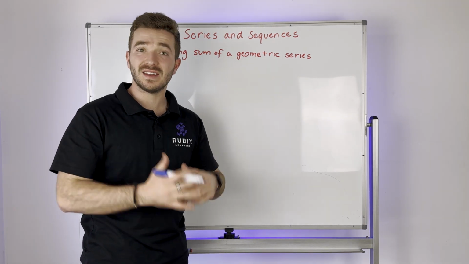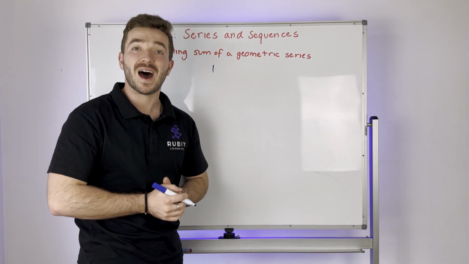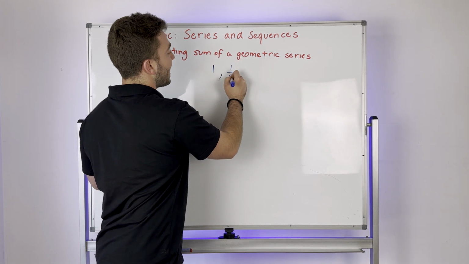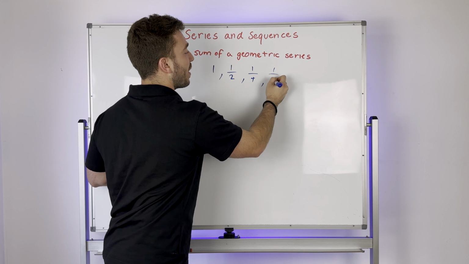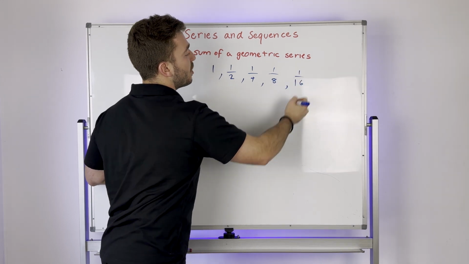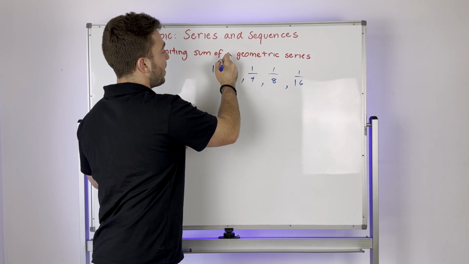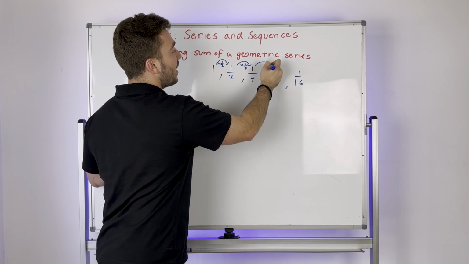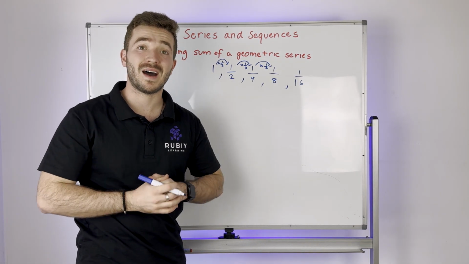Let's say I had a particular sequence where the first term was the number 1. Every day after that, the number halves. So the day after that, it would be a half, then it would be a quarter, after that it would be 1/8, and after that it would be 1/16. Every day my term is halving, so I multiply by a half. So I can obviously see here that my ratio is less than 1. My ratio is a half.